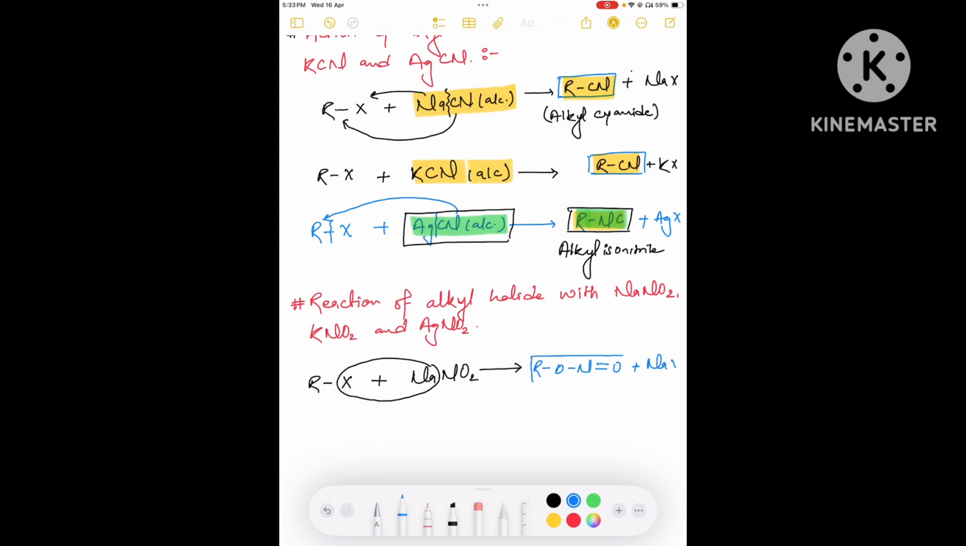That means the product formed is what we call alkyl nitrite. Again, if I am treating RX with KNO2, the product will be R-O-N=O along with the formation of KX. Again, we will have alkyl nitrite.